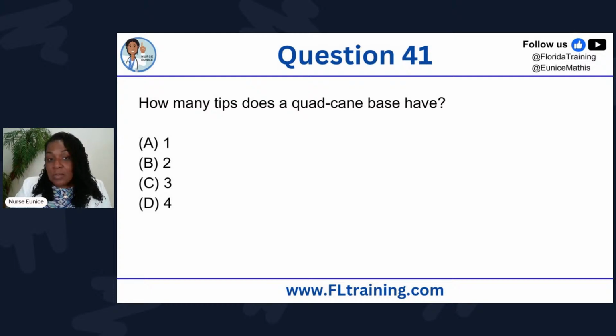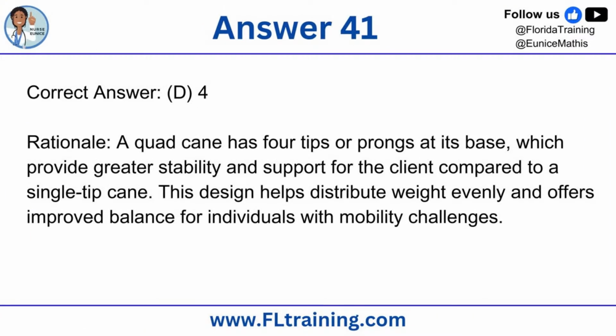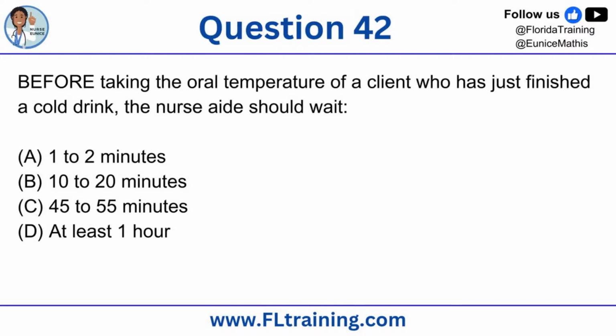Question 41. How many tips does a quad cane base have? A, 1, B, 2, C, 3, D, 4. Quad cane. Revealing the response in 5, 4, 3, 2, and quad means 4. So a quad cane has 4 tips or prongs at its base, which provide greater stability and support for the client compared to a single tip cane.